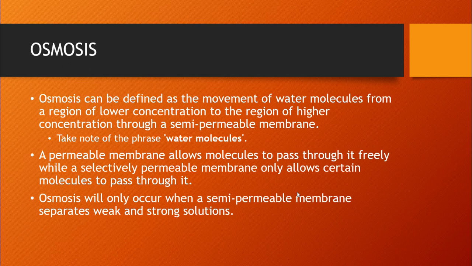So a permeable membrane allows molecules to pass through it freely, of course, while a selectively permeable one only allows certain molecules to pass through it. Osmosis will occur only when a semi-permeable membrane separates a weak and a strong solution. A weak solution is like a dilute solution. A strong one is the most concentrated one.